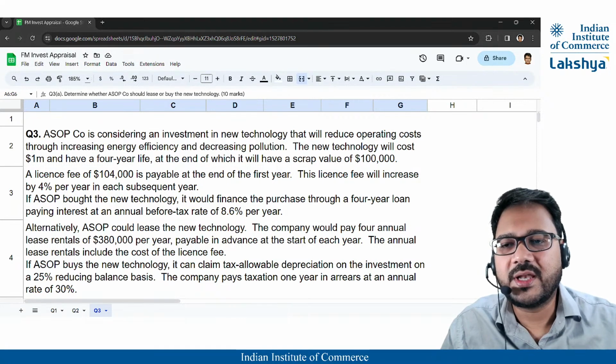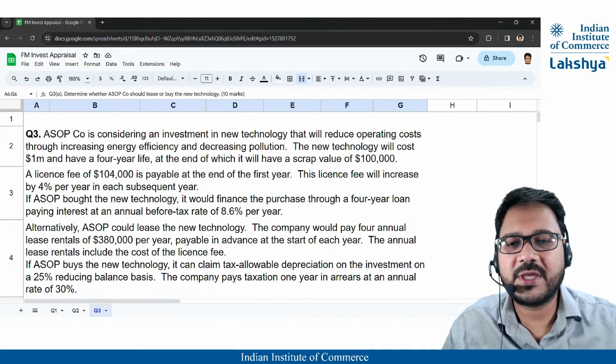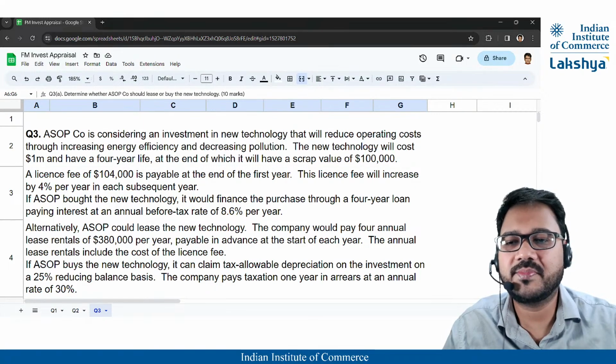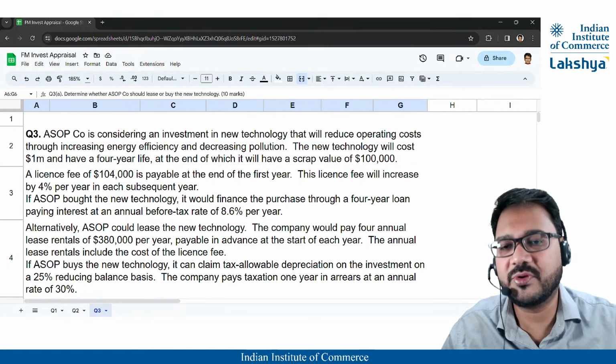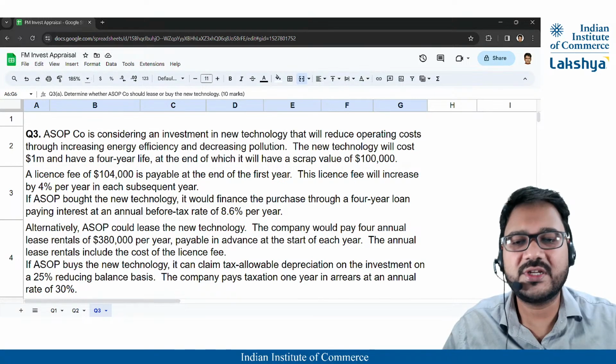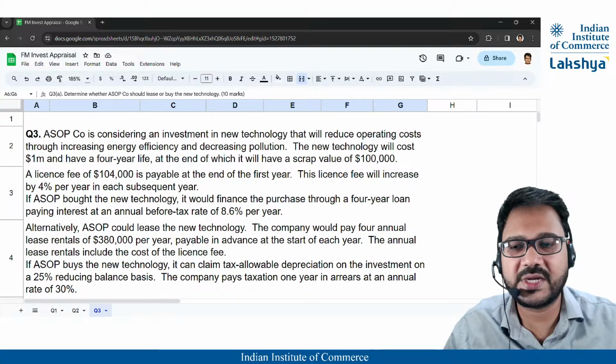But a license fee of 104,000 is payable at the end of first year. This license fee will increase by 4% per year in each subsequent year. If ASOP bought the new technology, it would finance the purchase through a 4-year loan, paying interest at an annual before tax rate of 8.6% per year. Okay, so they have given interest that we need to pay. This is before tax, pre-tax, 8.6%.